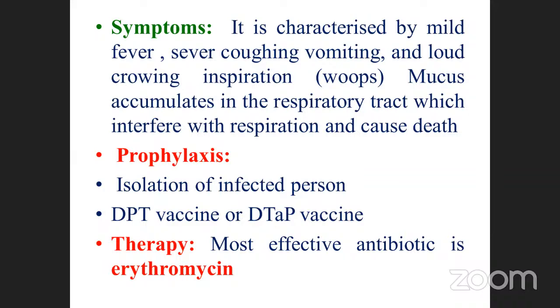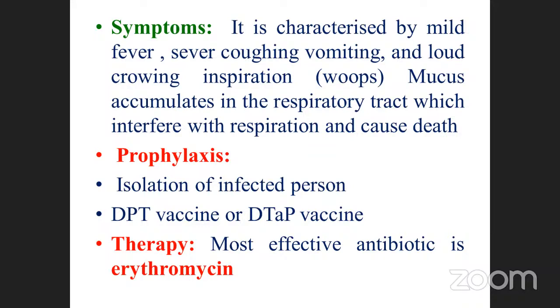Prophylaxis will be the same as for any bacterial or viral disease, whatever it may be. First, you should isolate the infected person, or isolate the healthy person. Both are the same. So what will they provide? When we go to see the doctors for the prescription, they will provide the DPT vaccine, diphtheria, pertussis, and tetanus, otherwise called the DTaP vaccine.